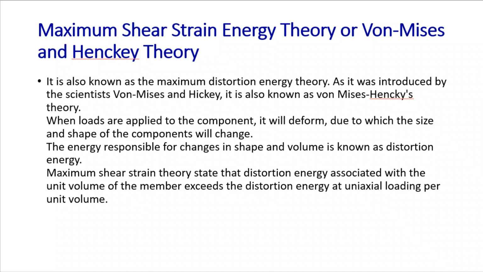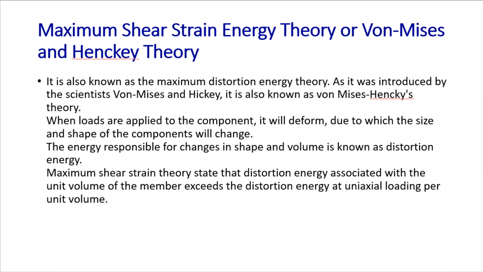So, what is the maximum shear strain energy theory, or the von Mises-Hencky theory? It is also known as the maximum distortion energy theory. It was introduced by the scientists von Mises and Hencky, so it is also called von Mises-Hencky's theory. Here, when loads are applied to the component, it will deform, due to which the size and shape of the component will also change. The energy responsible for changes in shape and volume is known as distortion energy.